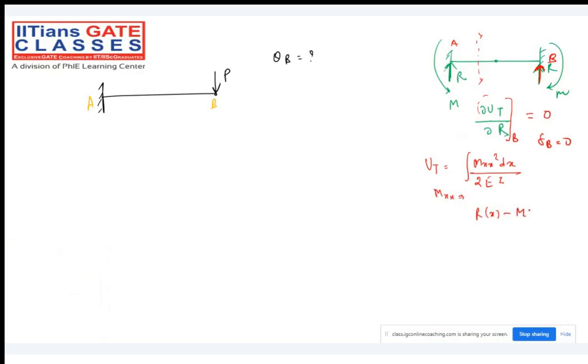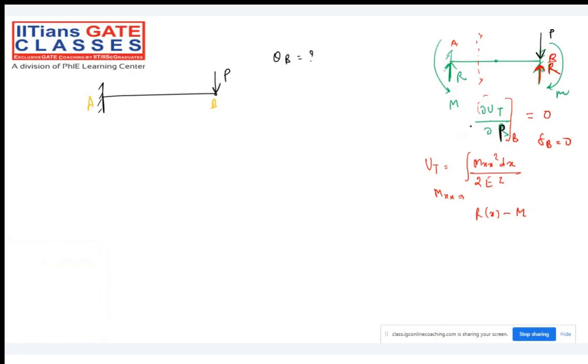But we need to take care of one thing. Whatever the differentiation load is, it should be unique. It should not be applied somewhere else. But you can see that this R has been applied here also. So definitely we have to apply some kind of virtual load, P. With respect to P, you have to differentiate and equate to zero. So again, that will be very lengthy.